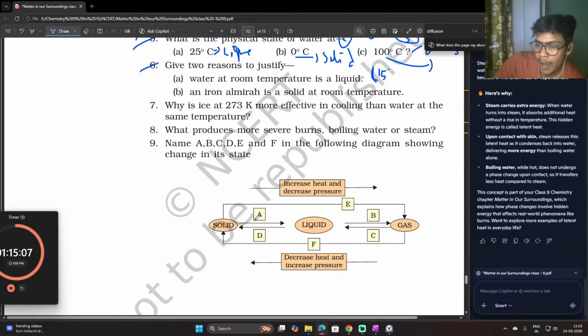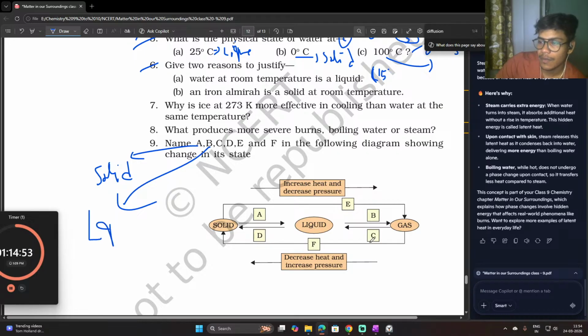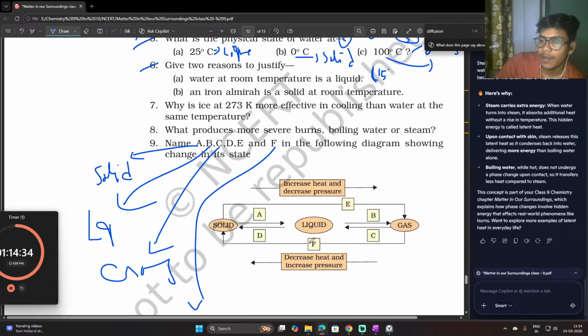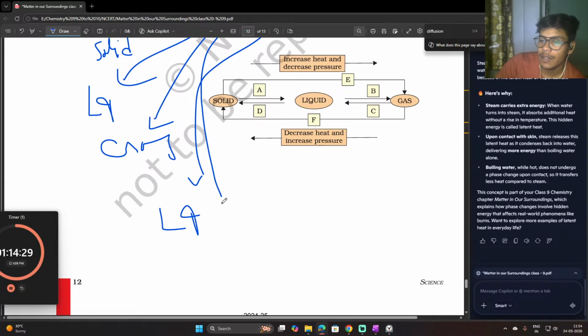And liquid to gas. So A is solid, B is liquid. Liquid to gas. Now C is gas, then it becomes liquid. Now F is a liquid, then liquid to solid, D. D is a solid.